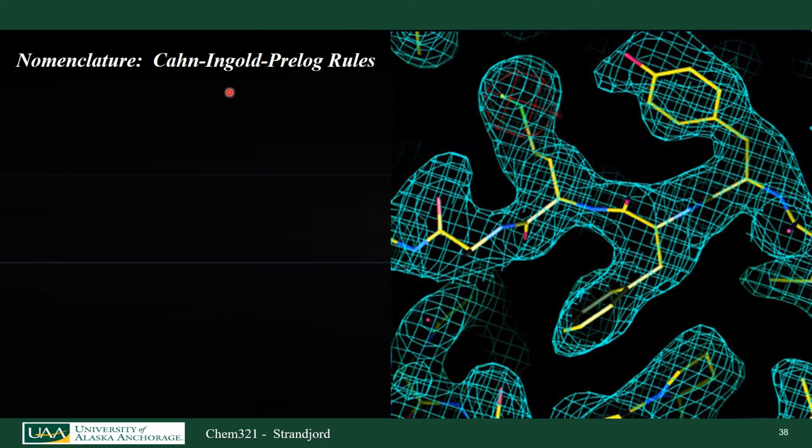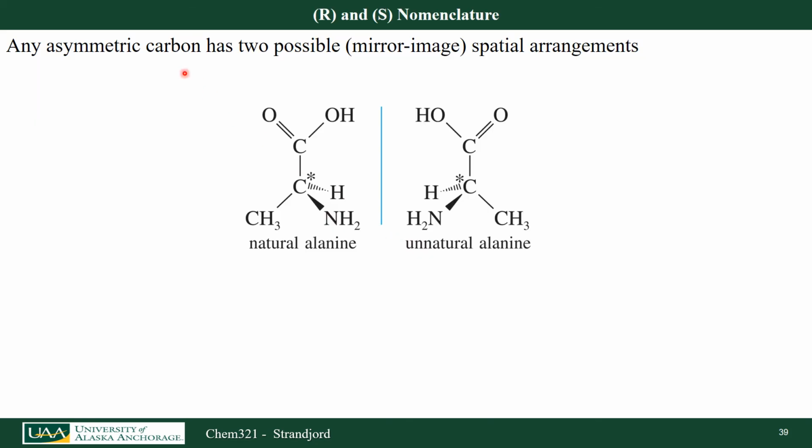Now let's talk about the Cahn-Ingold-Prelog rules for chiral carbons. We're going to use the same priority system that we used for the EZ system. We're just going to apply it now to chiral carbons. Let's look at 2 different molecules. On the left-hand side here, I have the naturally occurring alanine. It's an amino acid. I look at this carbon with the asterisk on it. I have a methyl group, I have an amino group, I have a hydrogen, and I have a carboxylic acid attached to it. So I have 4 different groups.